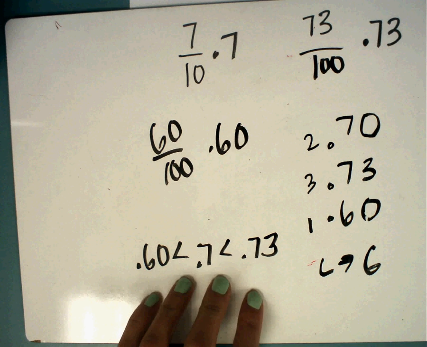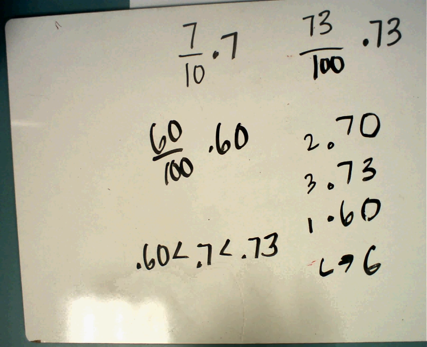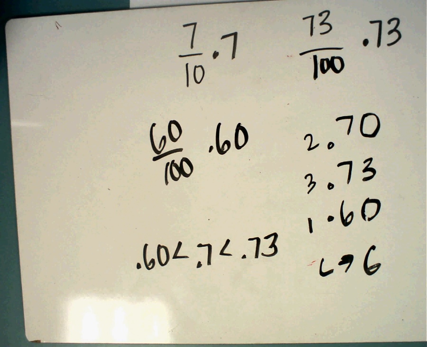Remember how to do that? If you're going from least to greatest, you're going to have less than signs. If you're going from greatest to least, you would have greater than signs. Okay? Moving on.